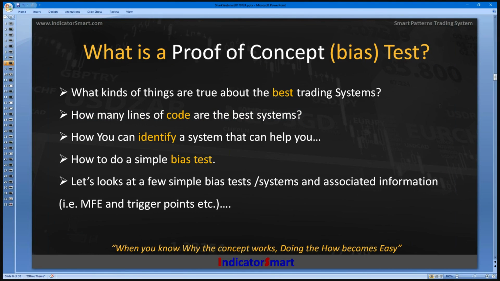And so that's why today we're going to develop a really simple trading system that's standing on a firm foundation. We start with that firm foundation of using a data bar that organizes the data in intelligent ways that help us to manage risk. That's not filtering out too much, which makes our risk go up, but it's not got too little in it that we can't get what we need out of the market. And so how you can identify a system that can help you. We're going to do that. So we're going to show how to do a simple bias test. So we're going to look at a few of those right now, and we're going to look at the MFE and trigger points and things like that.